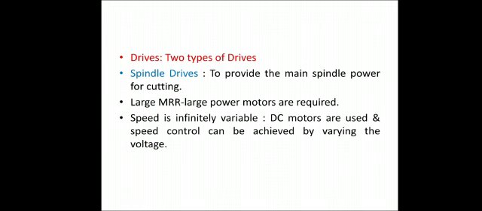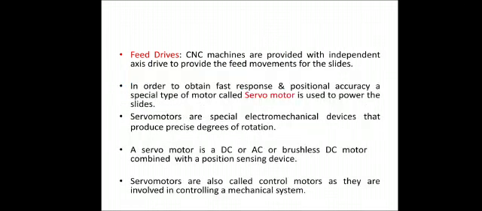Next type of drive is the feed drive. CNC machines are provided with an axis drive to provide the feed movements for the slides. In order to obtain fast response and positional accuracy, a special type of motor called a servo motor is used to power these slides. Servo motors are special electromechanical devices that produce a precise degree of rotation.